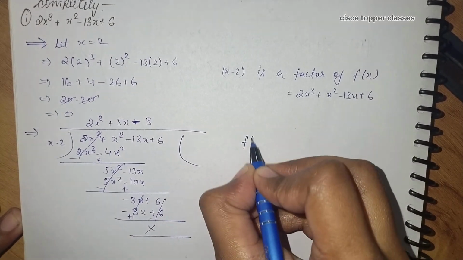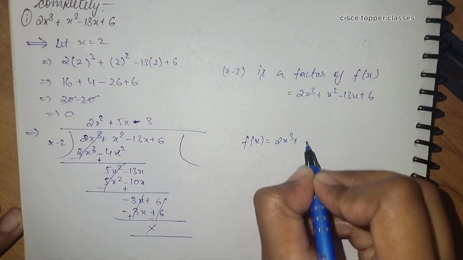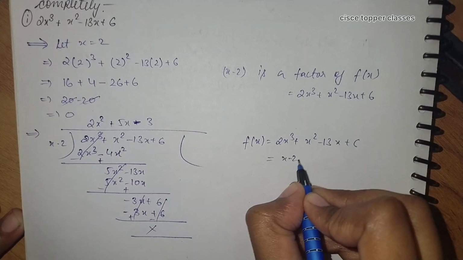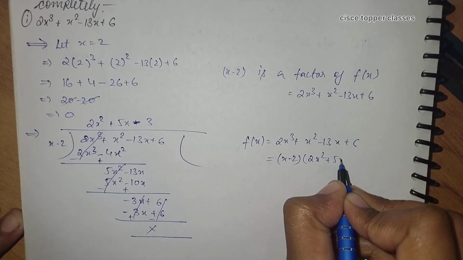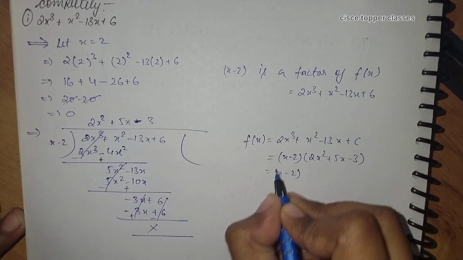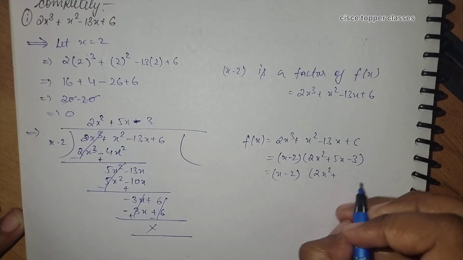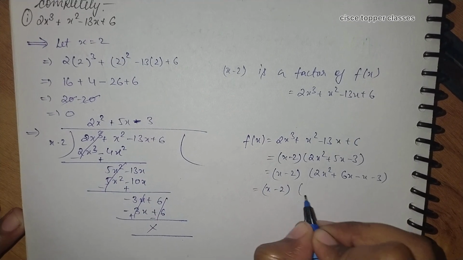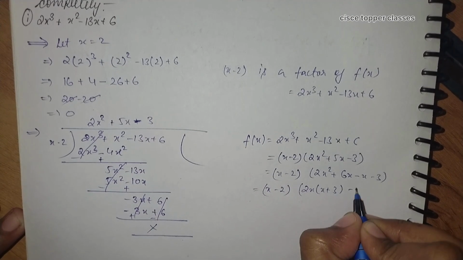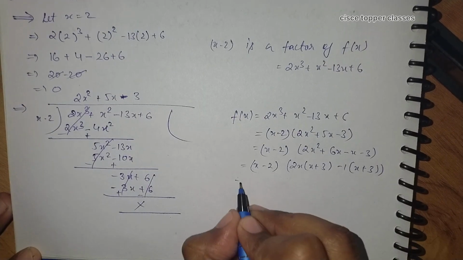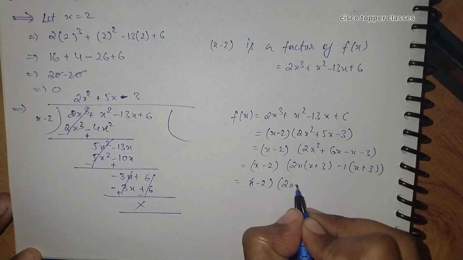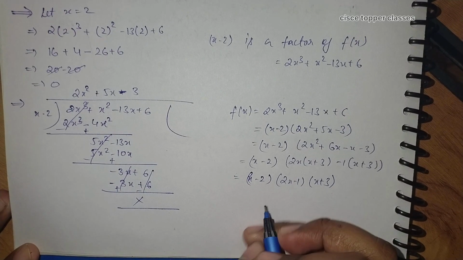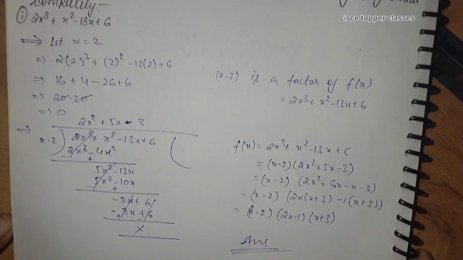From that we can write the factorization of this polynomial here, 2x cube plus x square minus 13x plus 6 is divisor into quotient. X minus 2, 2x square plus 5x minus 3. That will become x minus 2, then 2x square plus 6x minus x minus 3, and that will become x minus 2, taking 2x as common, it will become x plus 3 minus 1 as common, again x plus 3, and we will get x minus 2, then 2x minus 1, and x plus 3. So these are the factors of this polynomial, and this is the final answer and solution of question number 15, first part.